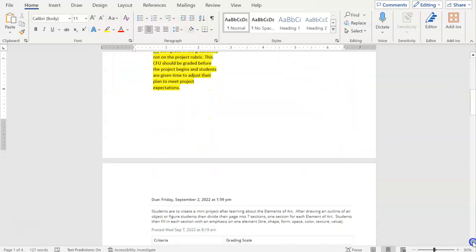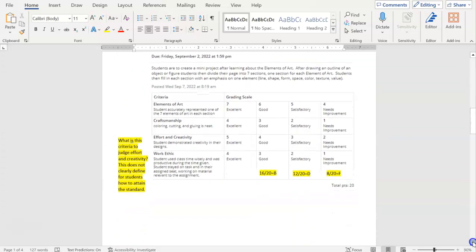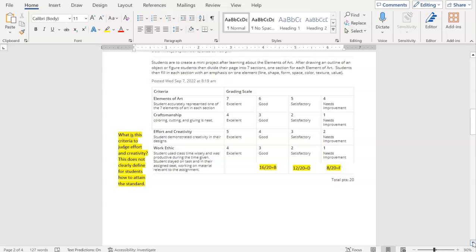Okay, so here is another example of a rubric that was unfairly grading students. If you look at the math categories, so this was a 20-point assignment, and the numbers are just so arbitrary.